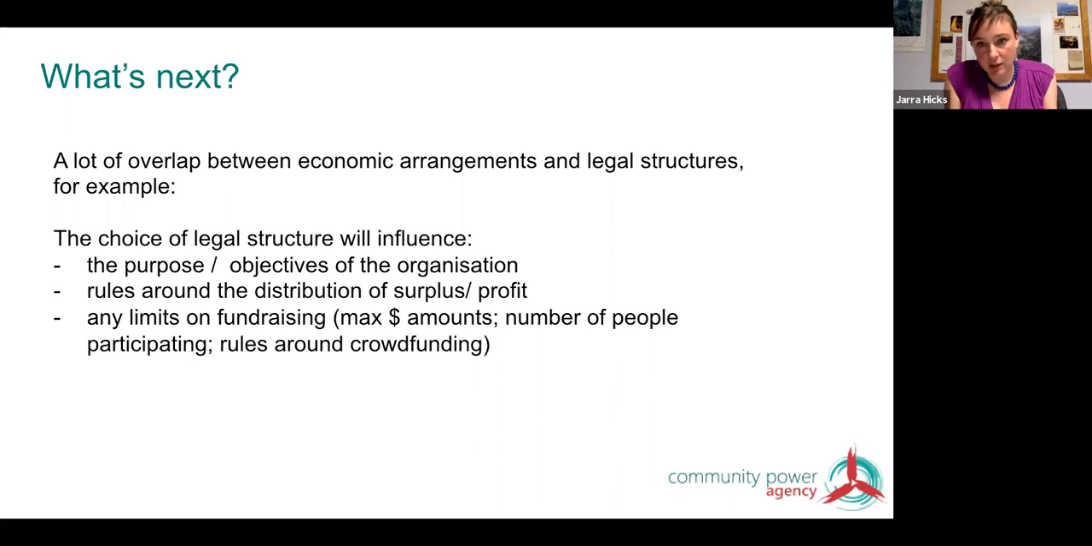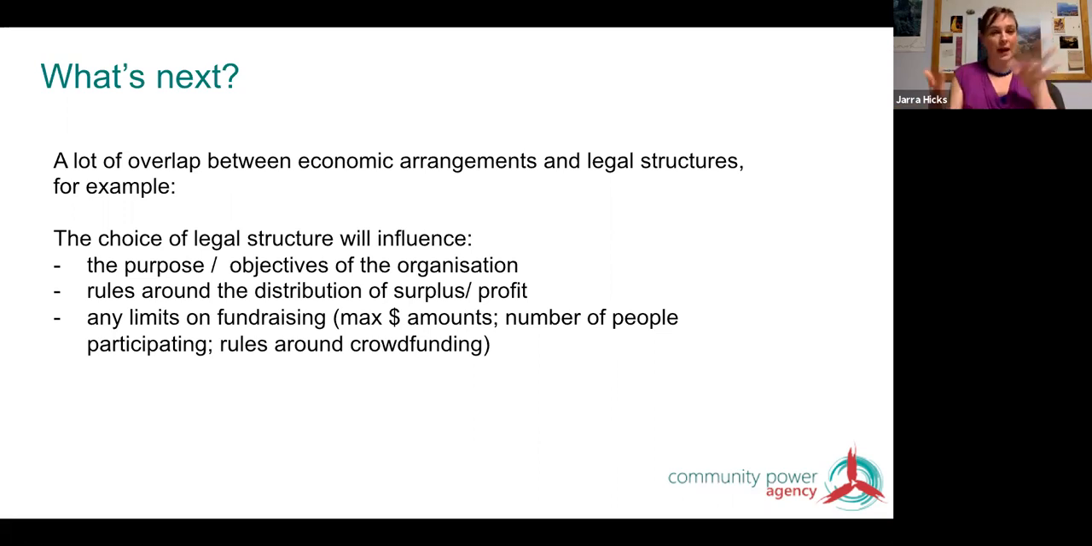And next week we'll be talking about legal and governance structures, and particularly the choice of legal structure influences the purpose and objectives of the organisation and how you're able to prioritise those, how you're able to distribute the surplus, whether that needs to go entirely back to a charitable purpose as for not-for-profits, whether you can distribute it as dividends to your shareholders. And of course, as we've already mentioned, it places limits on the maximum amount you can raise. In some instances, certain legal forms place limits on the amount of money you can raise, as well as limits on the number of people.